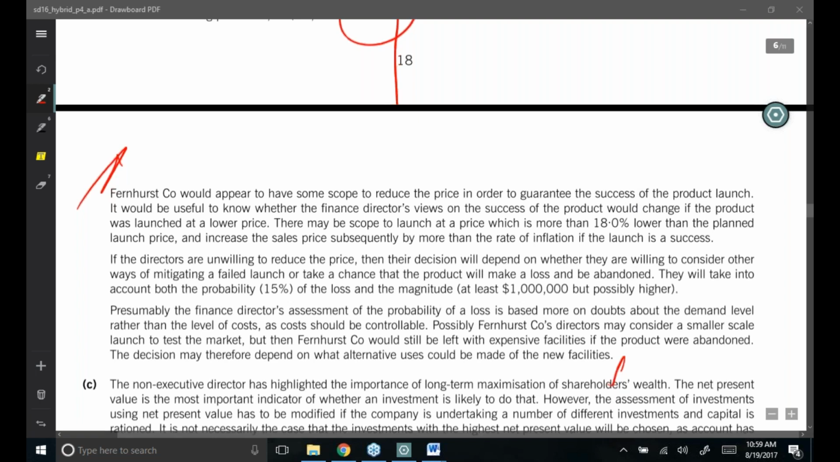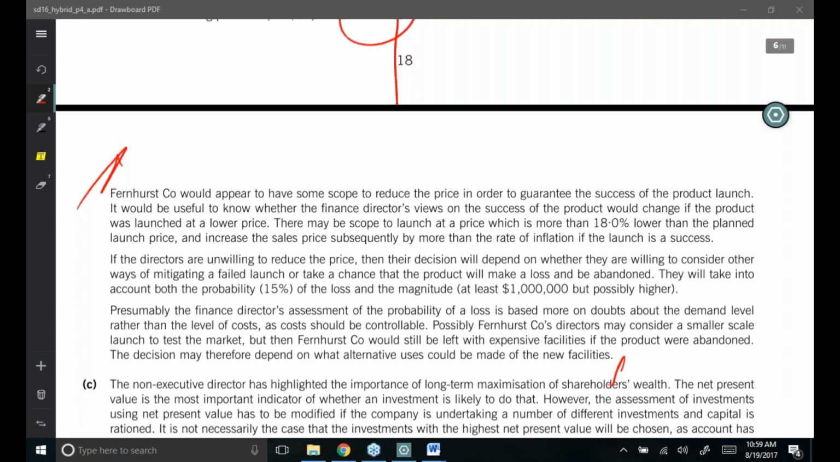Okay, someone has asked, sir, why we have to reduce selling price by 18%? Okay, we are not reducing selling price by 18%. Actually, the sensitivity of selling price is 18%. That means if selling price reduces by 18%, your NPV will become 0. Try to understand the logic of the director here. We have a scope to reduce the selling price by 18%. Still we are at break even.